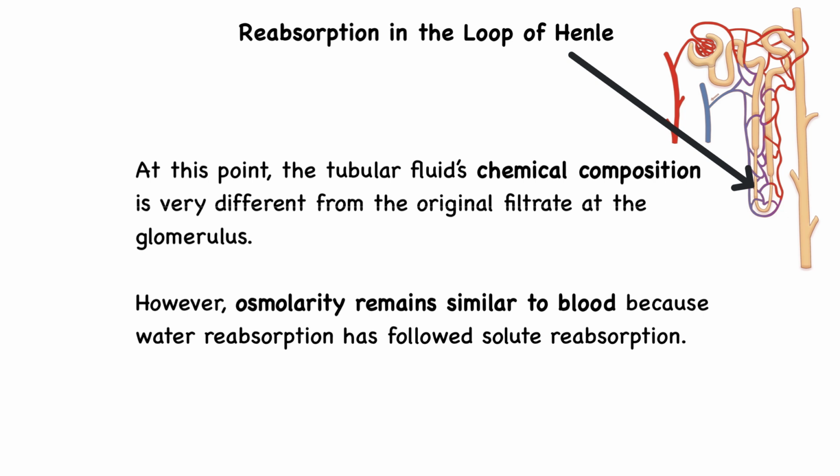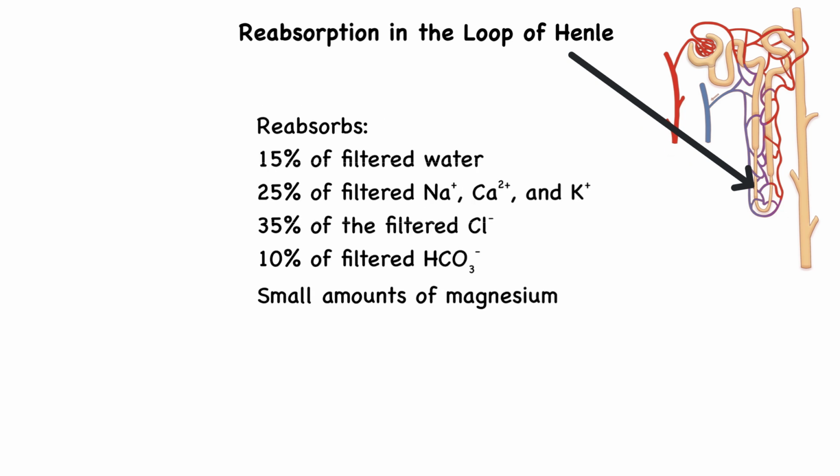At this point, the tubular fluid's chemical composition is very different from the original filtrate at the glomerulus, since glucose, amino acids, and other key nutrients have already been reabsorbed. However, despite these changes, osmolarity remains similar to blood because water reabsorption has followed solute reabsorption throughout the proximal convoluted tubule. The nephron loop plays a crucial role in further concentrating and diluting the filtrate.